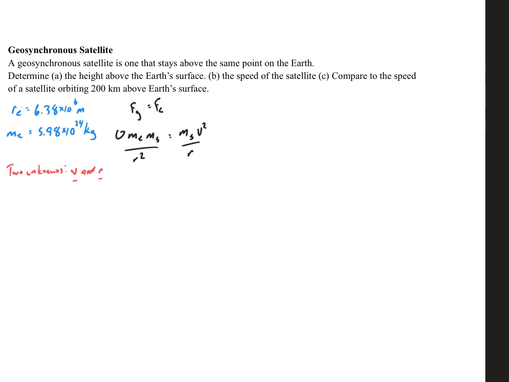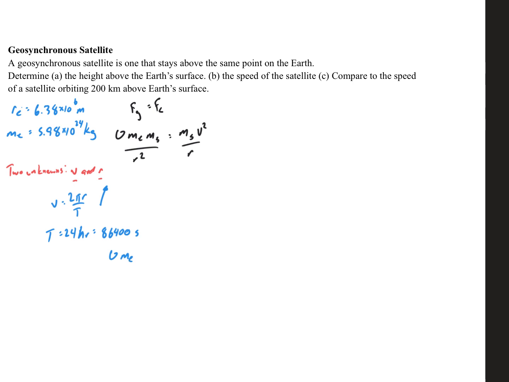One of the things that we can draw upon is the fact that we know that the velocity is 2 pi r over big T. And that's important because I know that it has to travel once around the planet. That T, the period, is 24 hours, which just so happens to be 86,400 seconds.